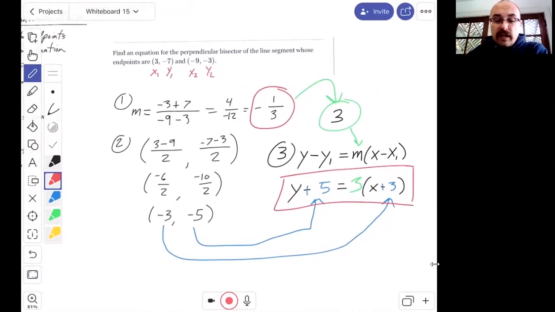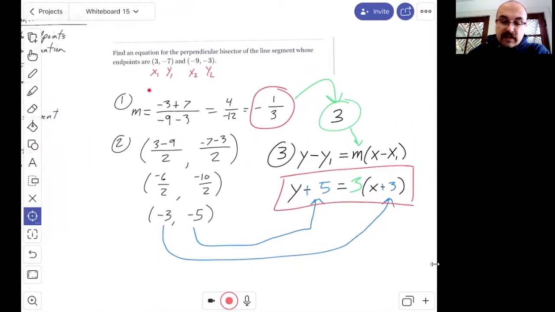Let's review really quick. We started by finding the slope. It was -1/3. Then we found the midpoint. It was (-3, -5). We plugged in the perpendicular slope, so we did the opposite reciprocal, and we plugged in the midpoint, all into point slope form. And we're done. Three-step process. All right, there's your first example. Let's try another.